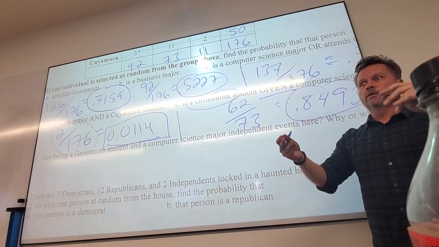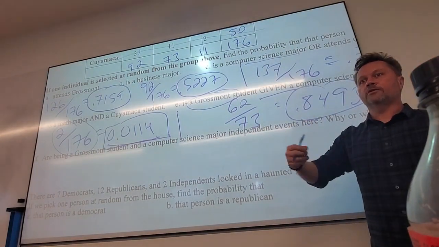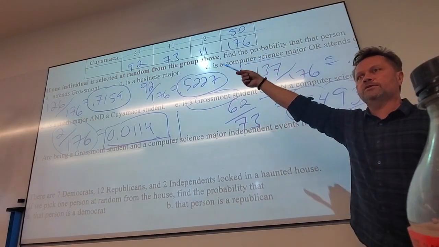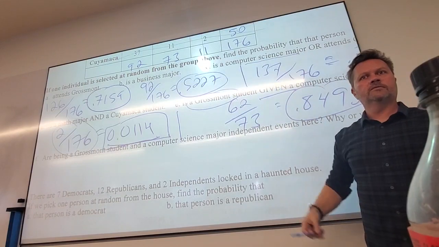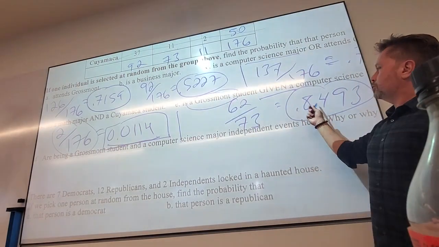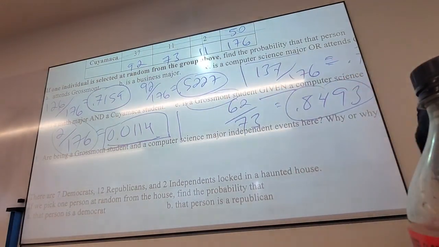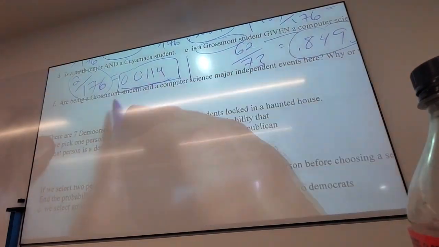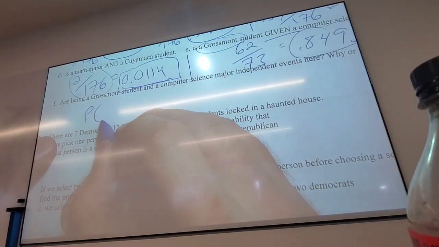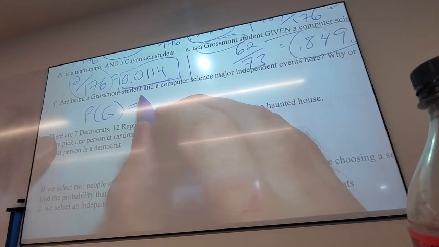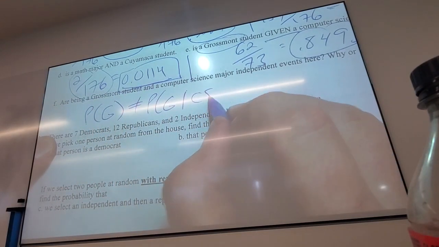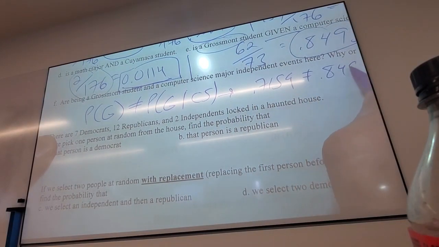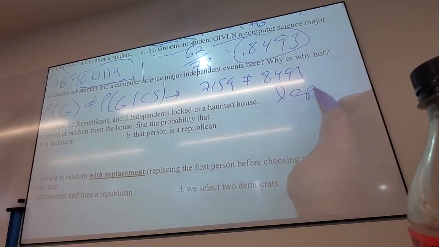You with me? So what is the probability they're a Grossmont student? Doesn't it depend on if I know their computer science major? Yeah. So they're dependent. These numbers changed. So how do I answer this question for my picky stats teacher? Well, I do this. The probability of Grossmont does not equal the probability of Grossmont given computer science. 0.7159 does not equal 0.8493. Dependent. Okay.